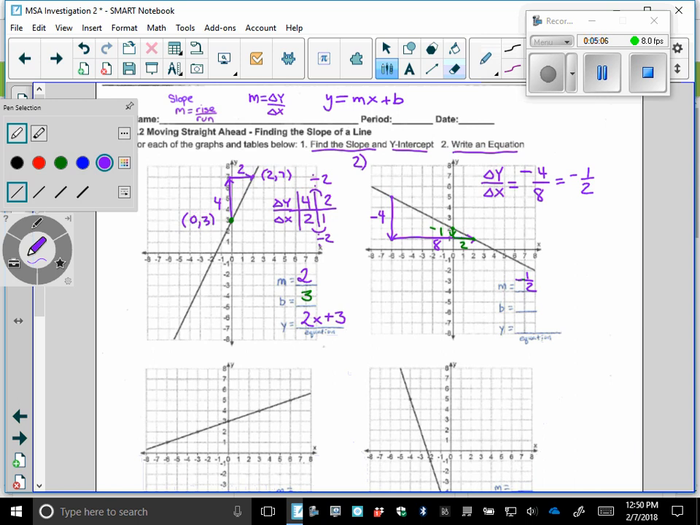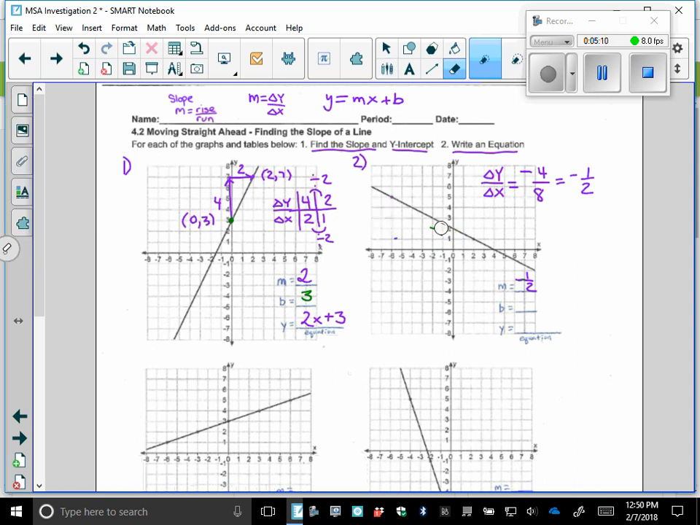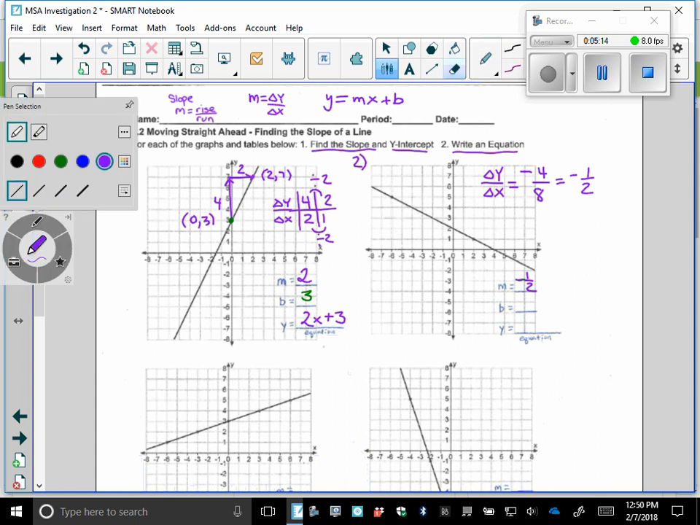Cleaning this up a little bit so you can see the y-intercept. The y-intercept is 2. So the equation of this line is y equals negative 1/2 x plus 2.